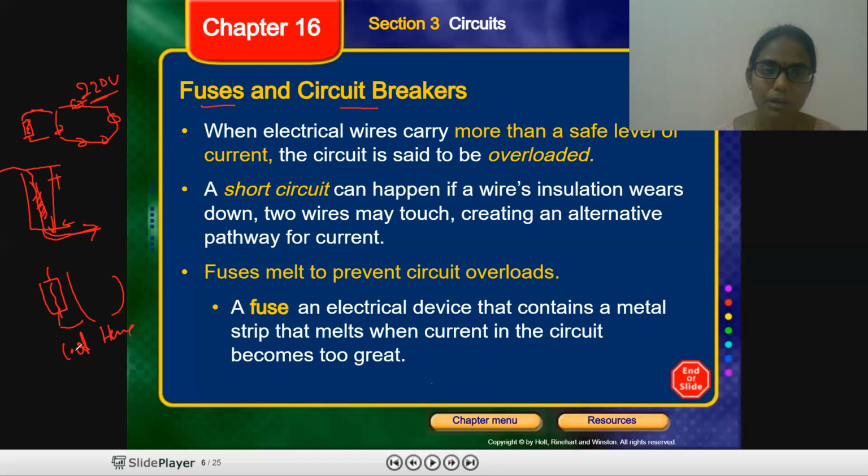To reduce that, nowadays they use circuit breakers. An example is MCBs, miniature circuit breakers. They work not on heating but on the method of a bimetallic strip. A bimetallic strip is connected like this at normal temperature. If the temperature is high, the metal is going to expand. You know, metals keep expanding when they are heated.